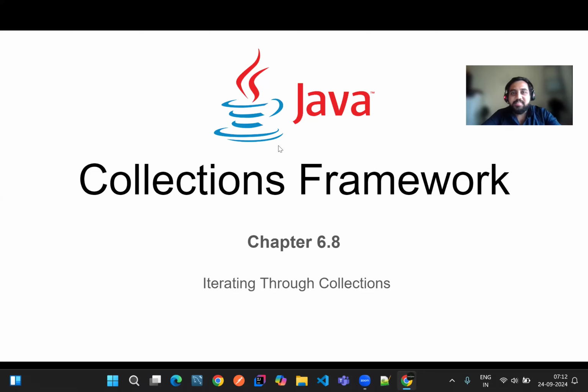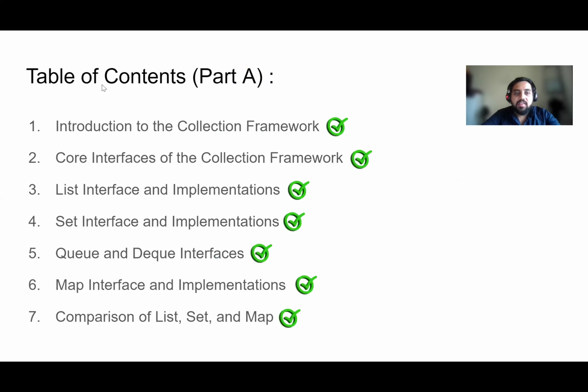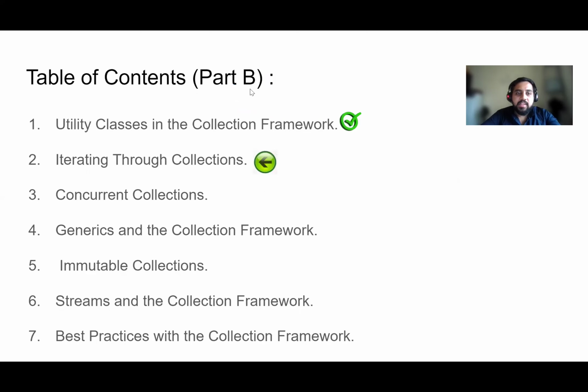Today we'll see Collection Framework chapter 6.8, that is Iterating Through Collections. Okay, let's see. In our previous video, we covered all these topics. If you have not watched them, please go to my channel and watch my previous videos prior to this. Now we are under Part B section, and in my very previous video, I talked about utility classes in the collection framework. Now we'll see how we are able to iterate through collections.